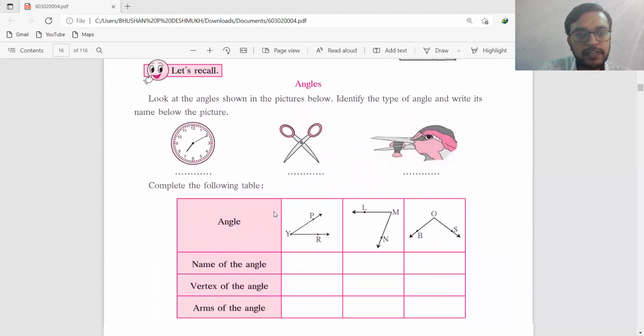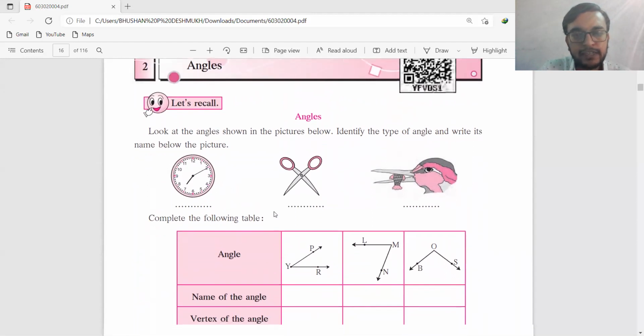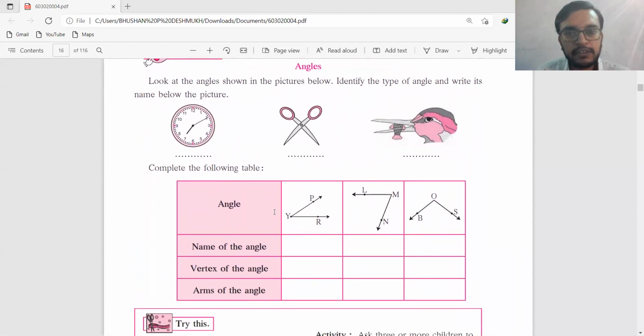Here we have started the unit angle, right? Now what is meant by angle, we have learned it, right? This is angles. Look at the angles shown in the pictures below. Identify the type of angle by its name in the given picture. Here, which angle is there?